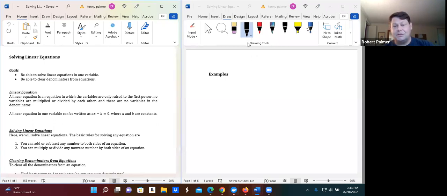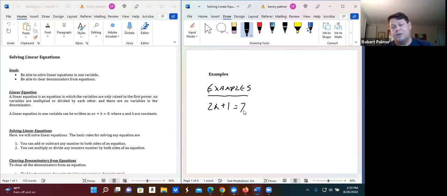Now, one example of a linear equation in one variable can be written like this. It says a and b are constants. Let's come over to the right. So examples, I guess I can say, is we can have 2x plus 1 is equal to 7. That's a linear equation. And also, in this form, you'd have maybe 4x minus 3 is equal to 0. So those are examples of linear equations.